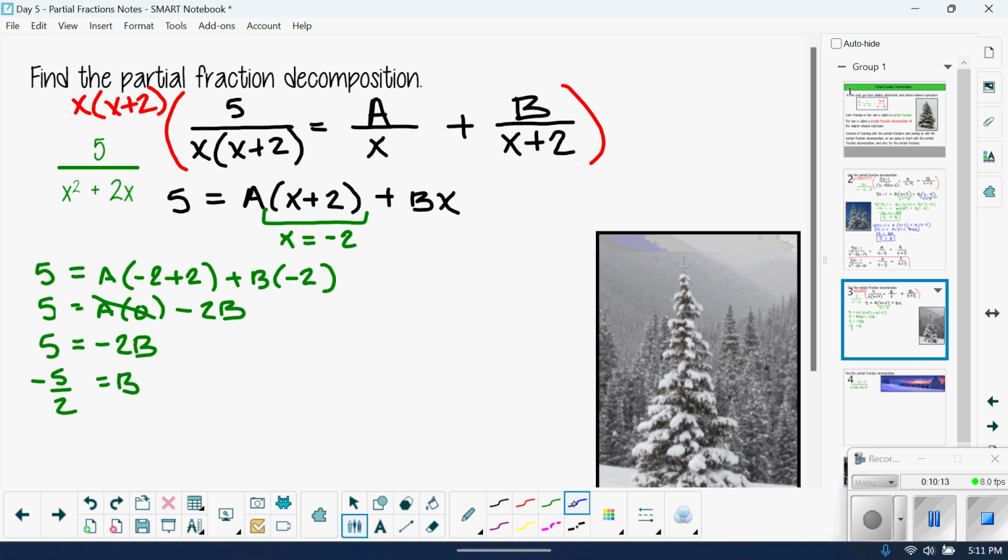Okay, same thing. This time I've got to think about this term. What do I let x be so that I get a 0 there? That one's pretty easy. I'm just going to let x be 0. Okay, so we're going to let x be 0. So we're going to have 5 equals a, and we're going to let x be 0.